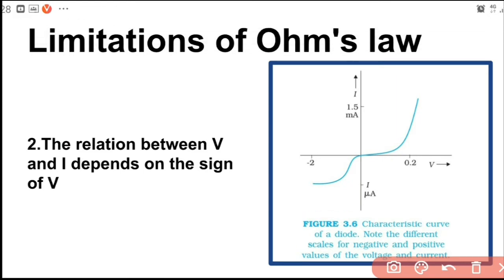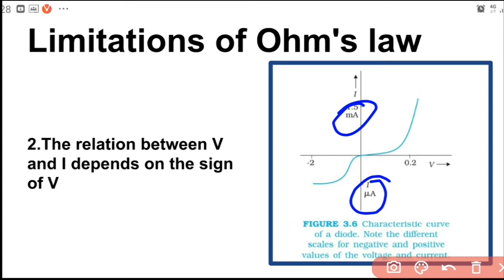In the forward biased condition, the current is in the milliampere range, and in the reverse biased state, the current is in the microampere range. So the range of current itself is different for the same object when the voltage is reversed in direction. Forward biased means positive to positive, and reverse biased means the polarity is just reversed. When the polarity of the voltage is reversed, the range of current changes by a large factor. That's what we mean by the relation between V and I depending on the sign of V.